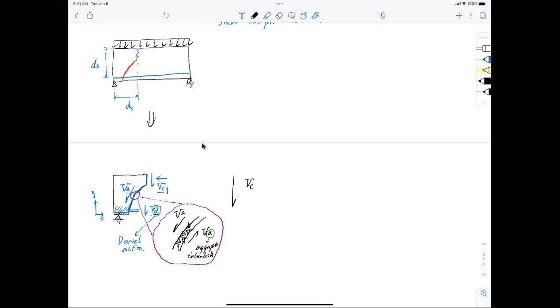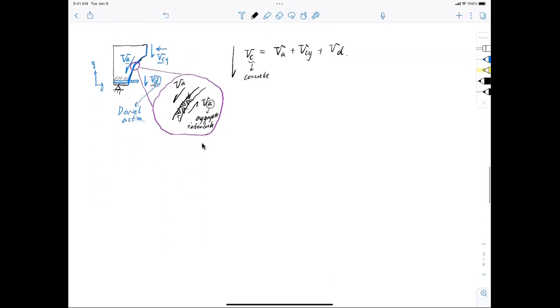So these three components consist of the total shear resistance for concrete, the total shear contribution of concrete. So that is VC equal to VA, aggregate interlock, plus VCY, shear resistance in the compressive zone, plus the dowel action. I want to name these terminologies. VC is the total concrete shear resistance, and VA is called aggregate interlock, the shear resistance from aggregate interlock.